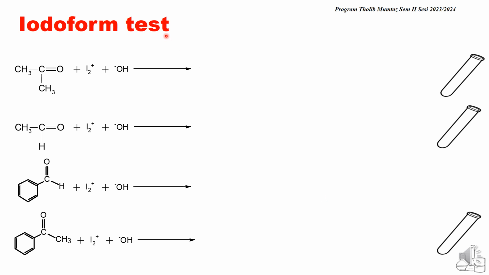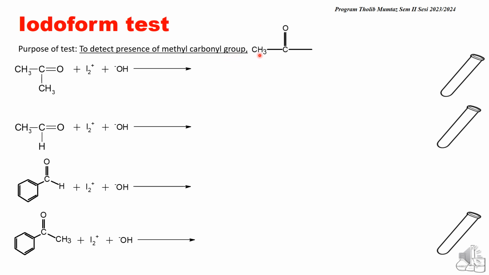This next test is also known as iodoform test, but this time it is a test to detect the presence of methyl carbonyl group. So when it was for alcohols, it was called methyl carbinol group, but when it was used for carbonyl compounds, it is called methyl carbonyl group, which is a CH3 methyl attached directly to the carbonyl, C double bond O.